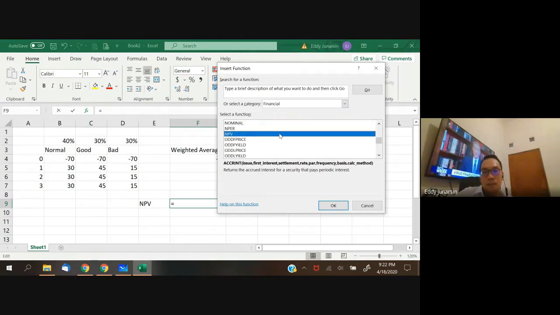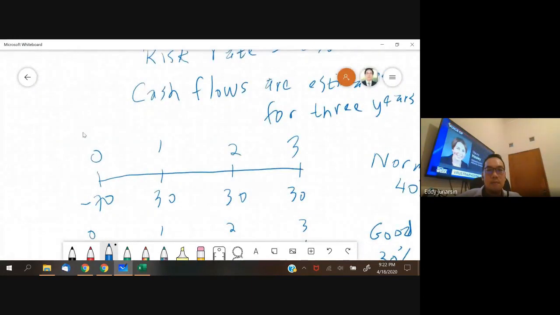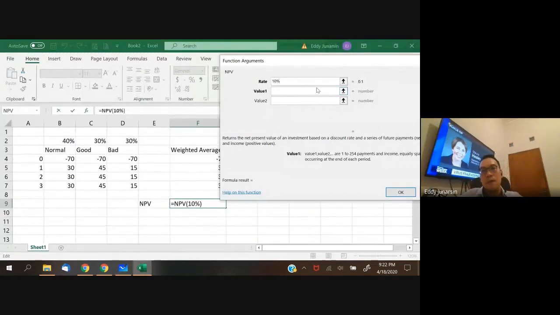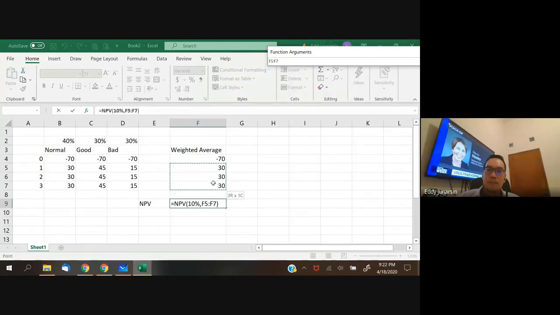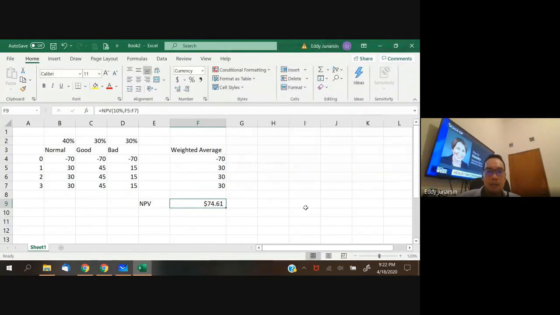So we'll find the NPV. The rate is the cost of capital. In our example, let's check again, the cost of capital is 10%, right? And then the values. We block the values from the first period to the last, not from the initial investment but from the first cash inflow to the last. But now the result has to add the initial investment. Okay, so we get 461, so 4.61 million.